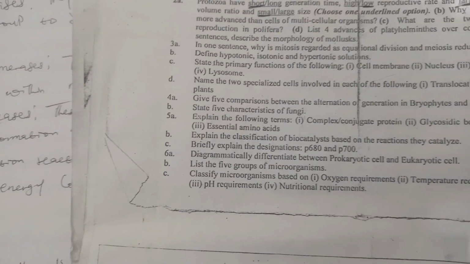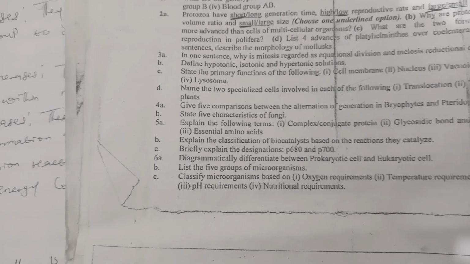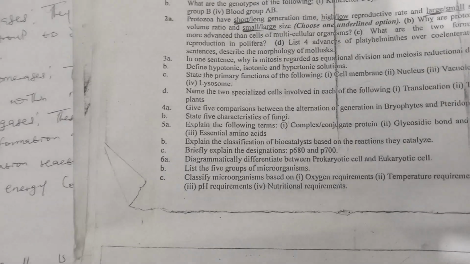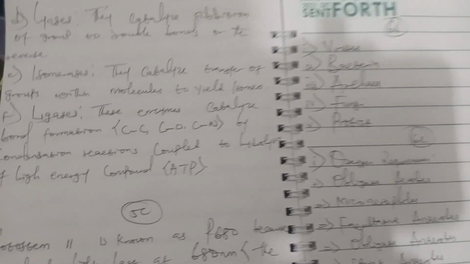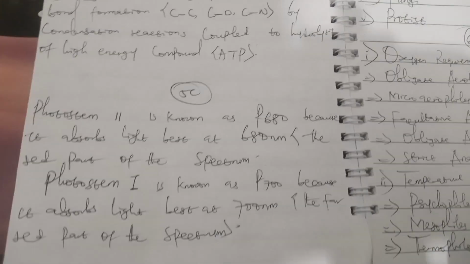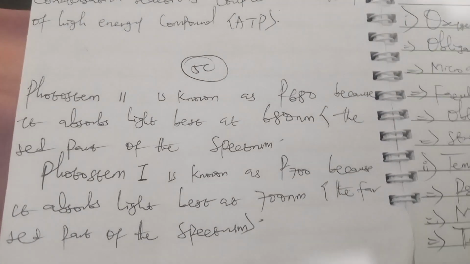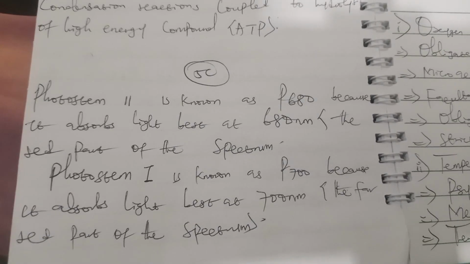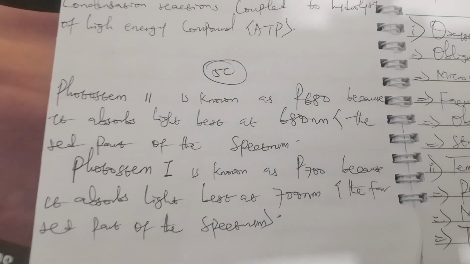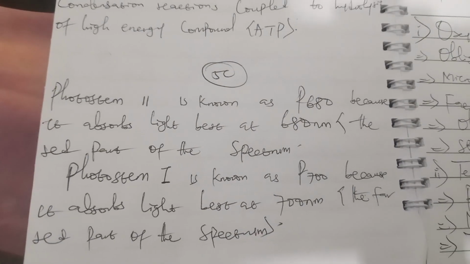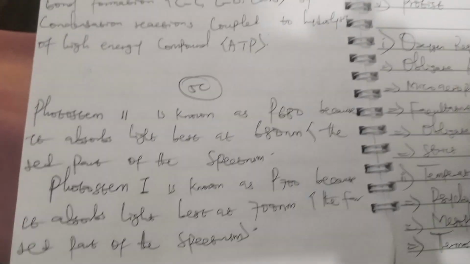Now 5C, this was the same question that they asked us last year. They're repeating it again. They say briefly explain the designation P680 and what? P700. And I told you that photosystem 2 is known as what? P680, while photosystem 1 is known as what? P700. P680 because it absorbs light best at 680 nanometer, and P700 because it absorbs light best at what? 700 nanometer.